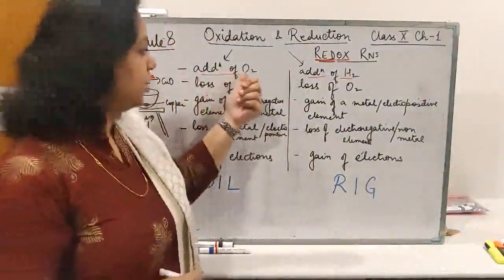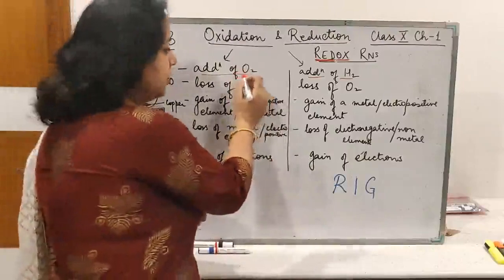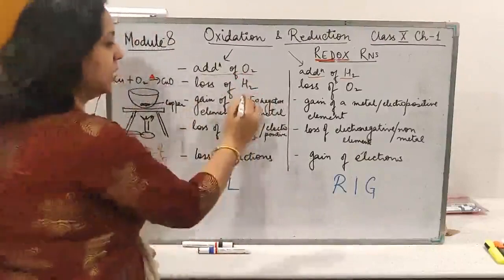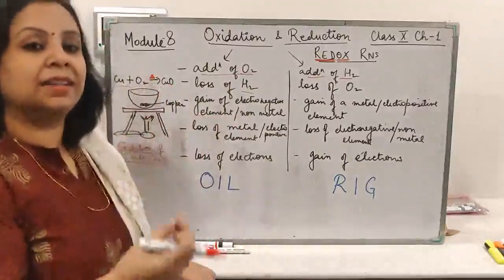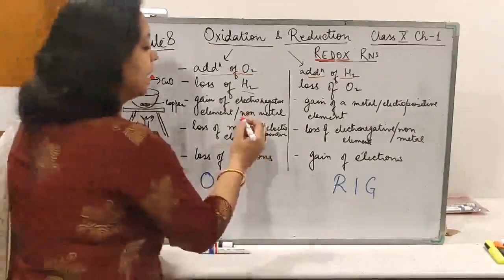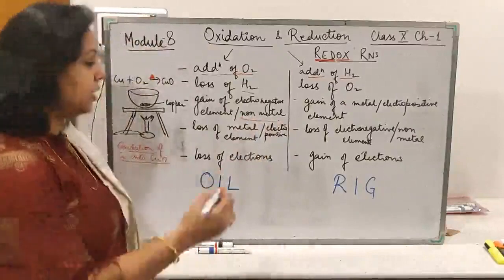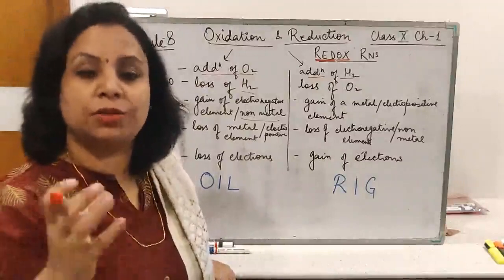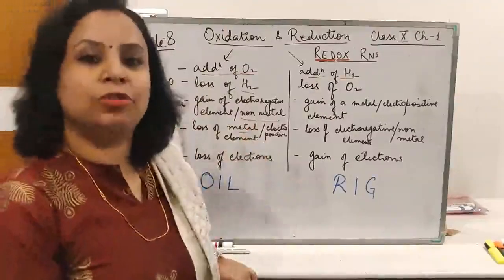Oxidation can be addition of oxygen or loss of hydrogen. Oxidation can also be gain of any other electronegative element like oxygen, or simply we can say addition of a non-metal. Oxidation can also be loss of a metal. If a metal is being lost from a compound, we can say oxidation is taking place, or any other electropositive element.